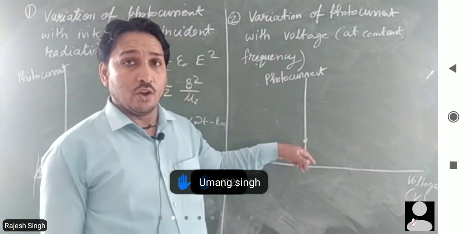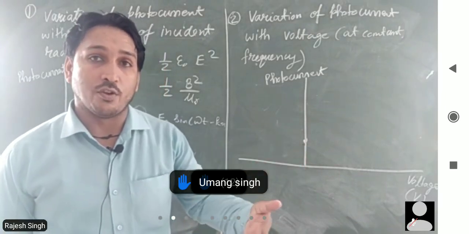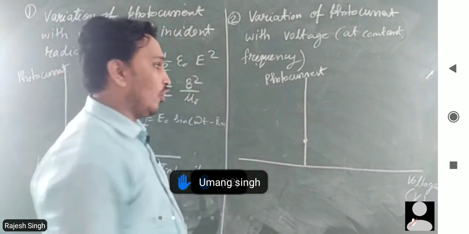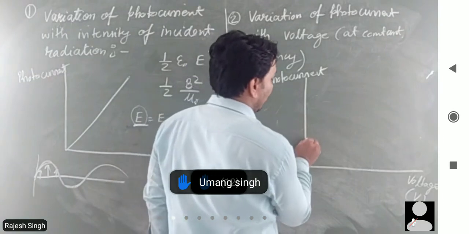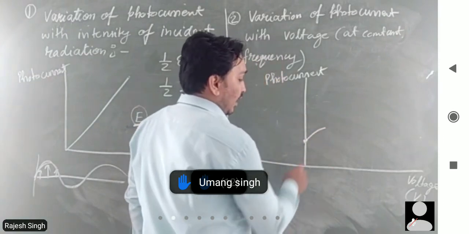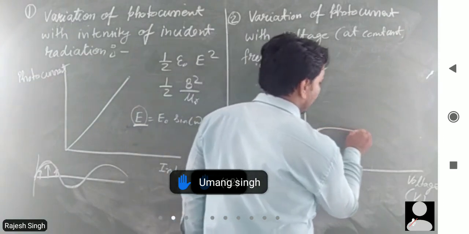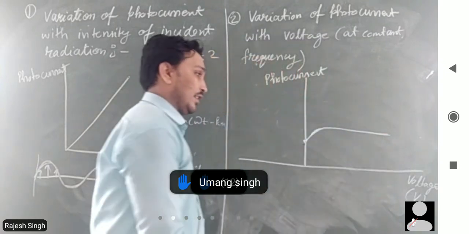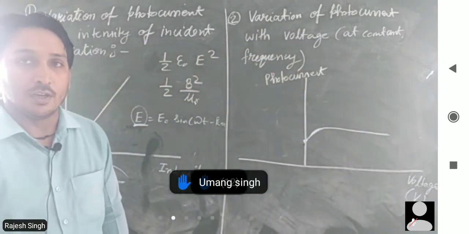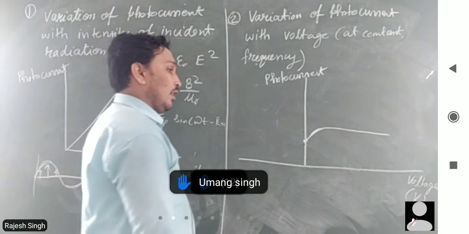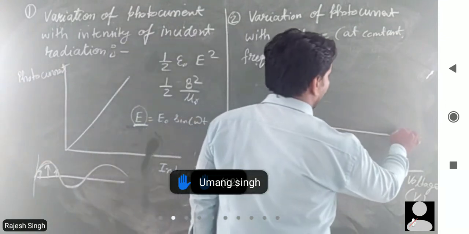Now, if we keep on increasing the voltage for a particular intensity, then what happens? If we keep on increasing the voltage, current increases. But after a certain point of voltage, the current becomes constant. Let this be the graph for intensity 1.